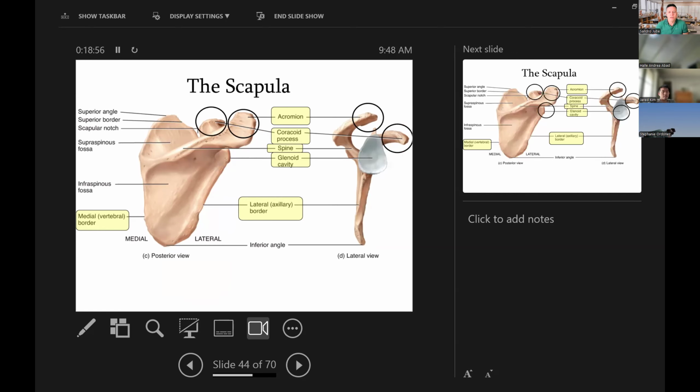Everybody take a look up here, please. If you look at the glenoid cavity, guys, you can see that it's covered in articular cartilage. Why? Because the glenoid cavity will articulate with the head of the humerus. To form what, folks? To form our shoulder joints. Okay? Both the glenoid cavity and the head of the humerus, they are covered in articular cartilage.